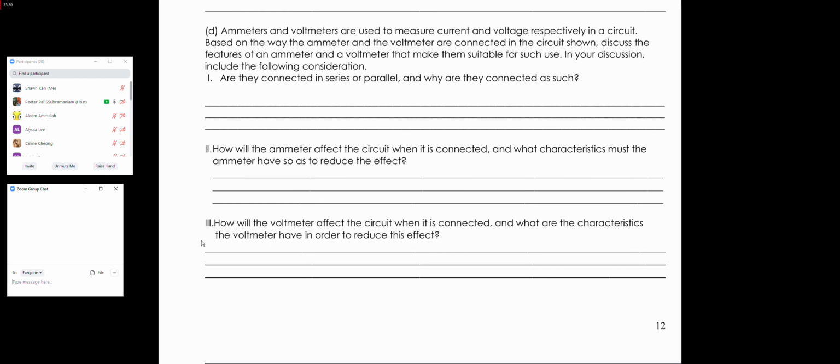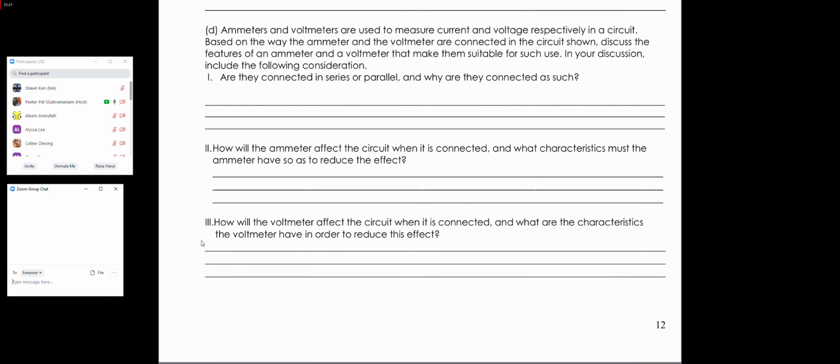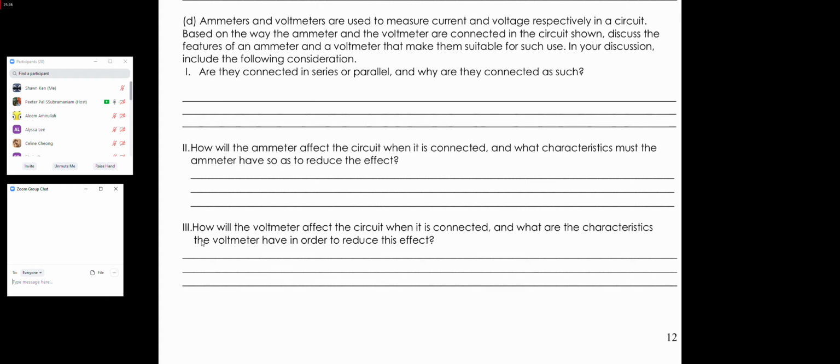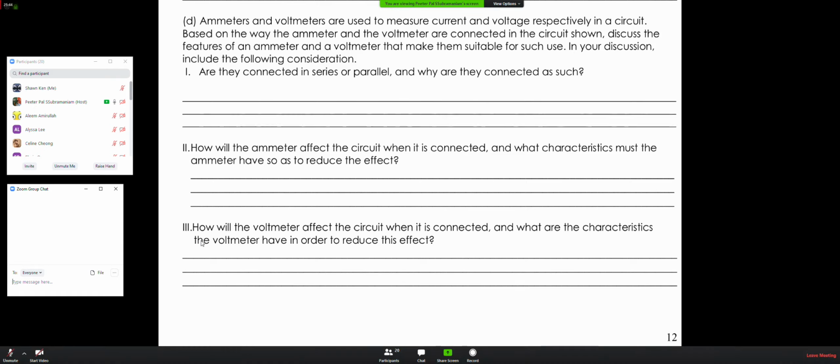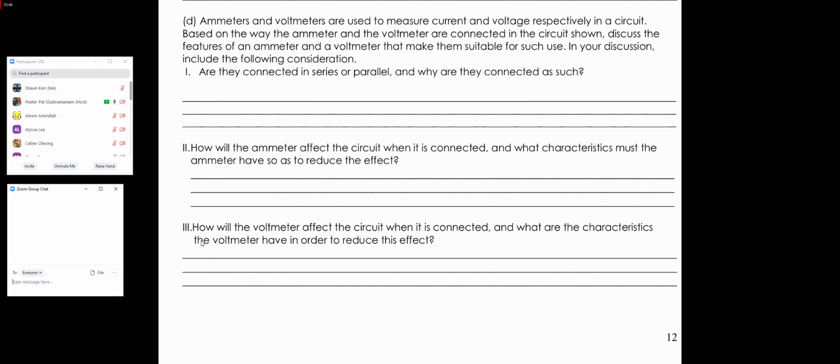Ammeters and voltmeters are used to measure current and voltage respectively. In a circuit, based on the way the ammeter and voltmeter are connected in the circuit shown, the circuit is not there, I'll show you now. Discuss the features of an ammeter and a voltmeter that make them suitable for each use. In your discussion, include the following. Are they connected in series or parallel, and why? How will the ammeter affect the circuit, and what characteristic must the ammeter have? And how will the voltmeter affect the circuit?